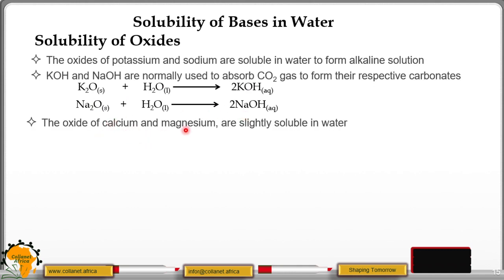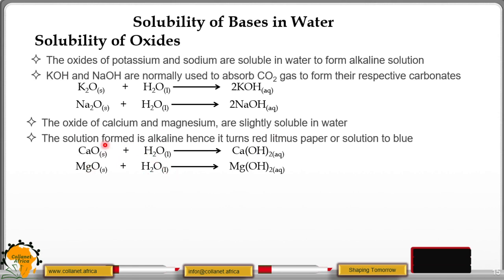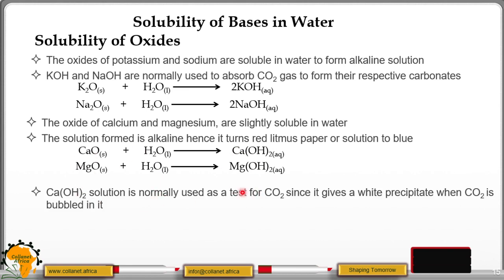The oxides of calcium and magnesium are slightly soluble in water, and their solution is also alkaline, and it turns litmus paper blue. And this is the equation, and the other equation. These oxides dissolve in water to form their respective hydroxides, calcium hydroxide and magnesium hydroxide. Calcium hydroxide is normally used for a test of carbon dioxide, since it gives a white precipitate when carbon dioxide is bubbled in it, and this is because of the formation of calcium carbonate, which is an insoluble salt.